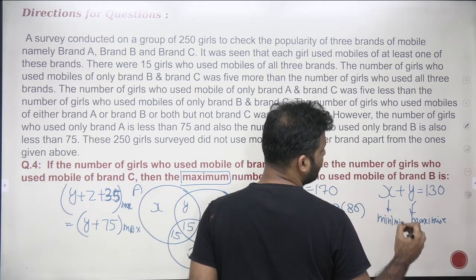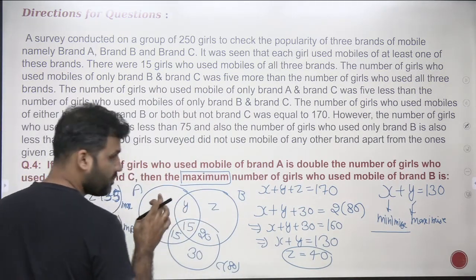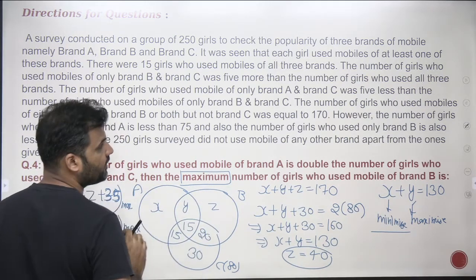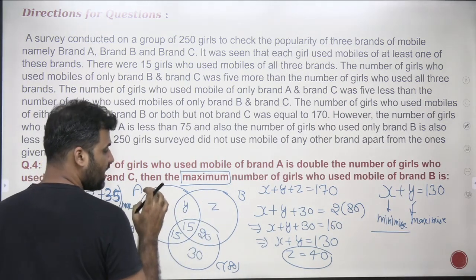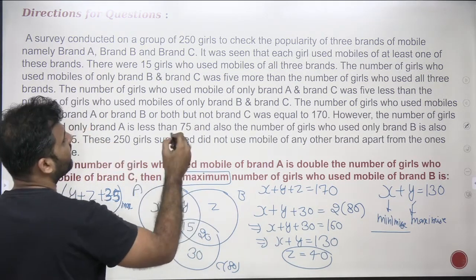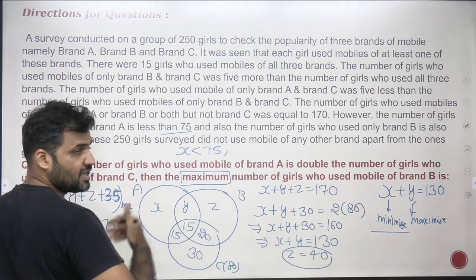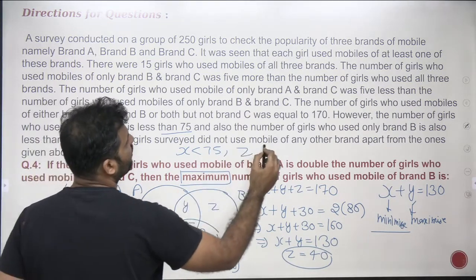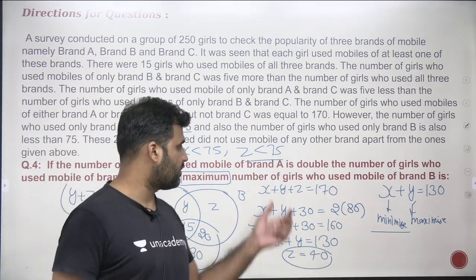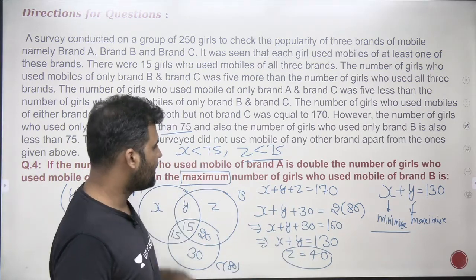And what's the minimum possible value of x? The condition given here is that the number of girls liking only brand A and only brand B should be less than 75, right? So x needs to be less than 75. It should be greater than what value? It's not given. And z should also be less than 75. Z has already been taken as less than 75. That value is unique. We cannot change that. X needs to be less than 75.